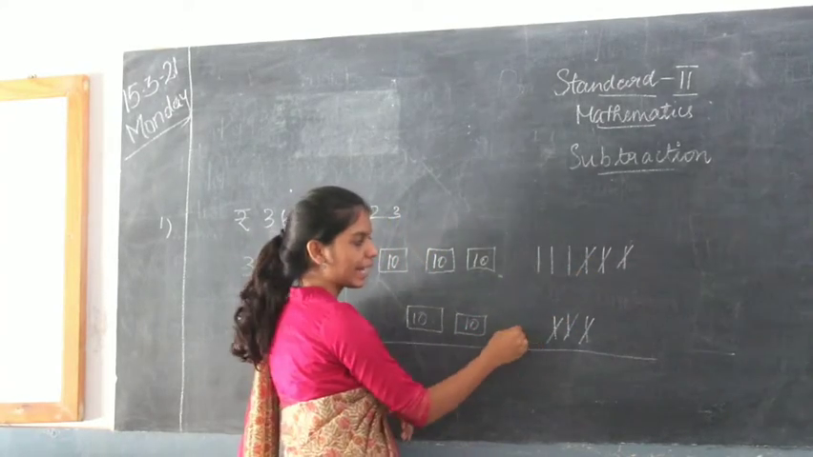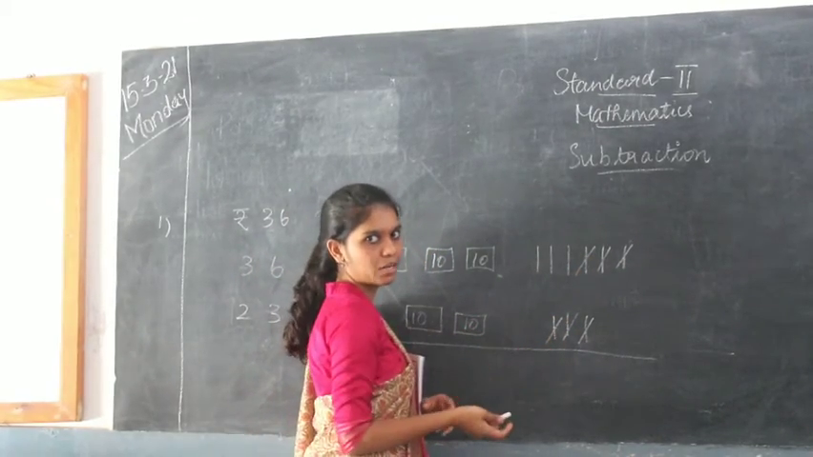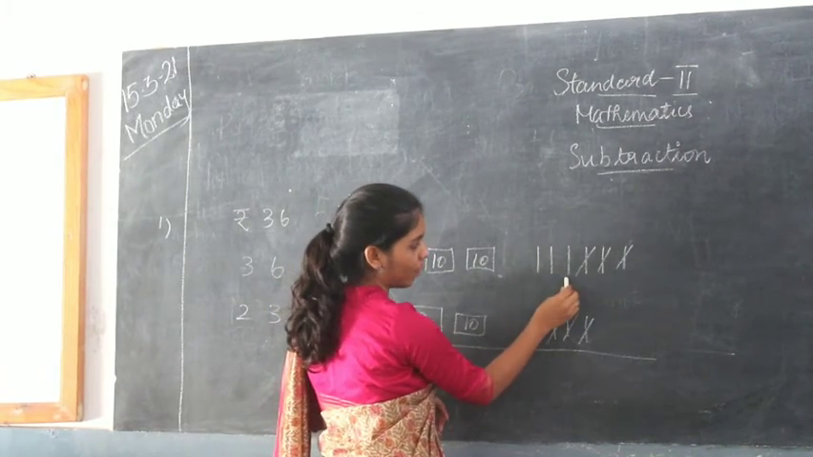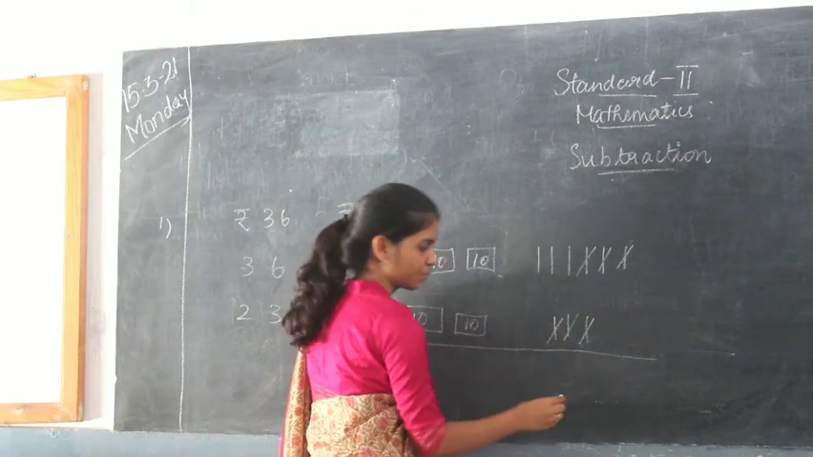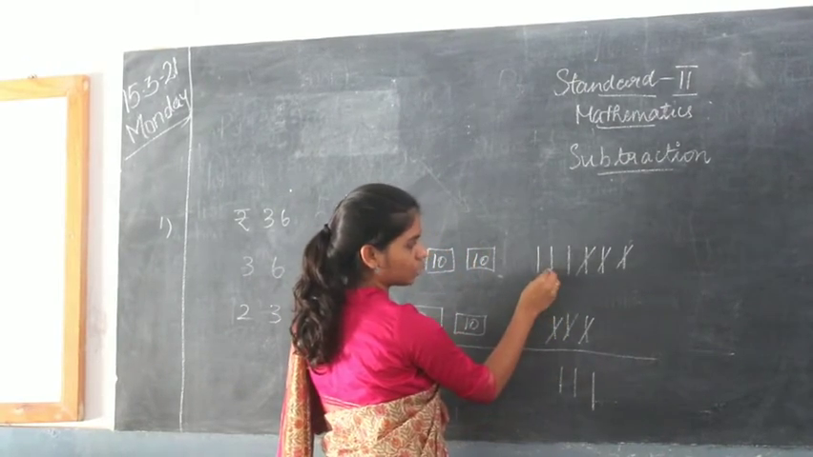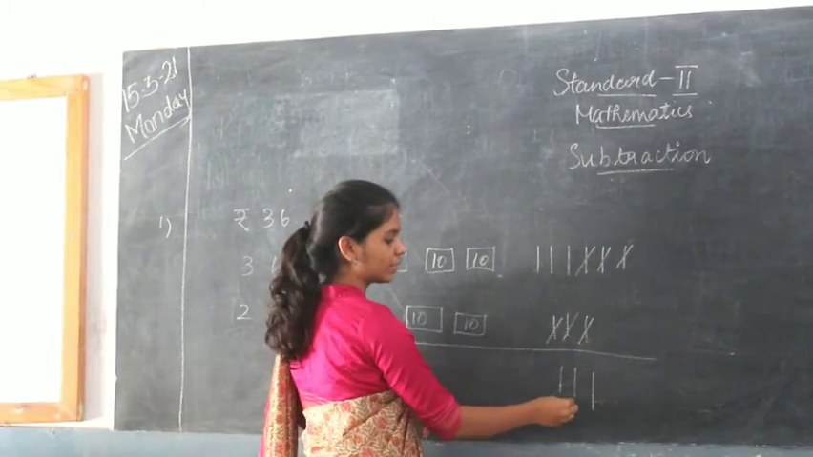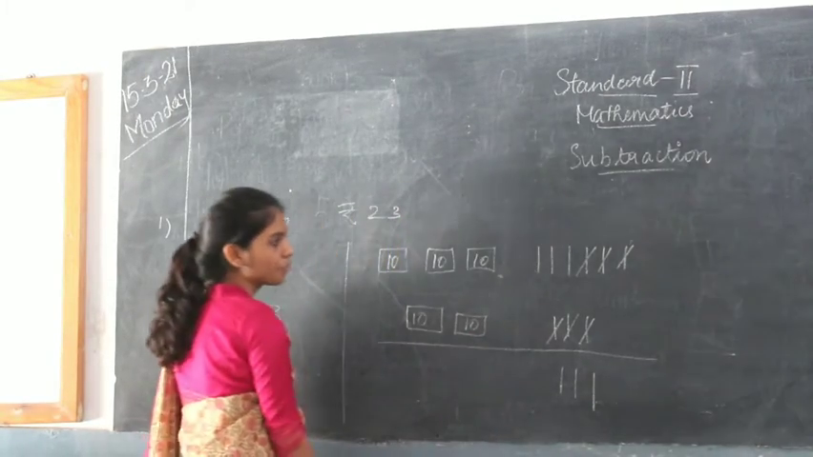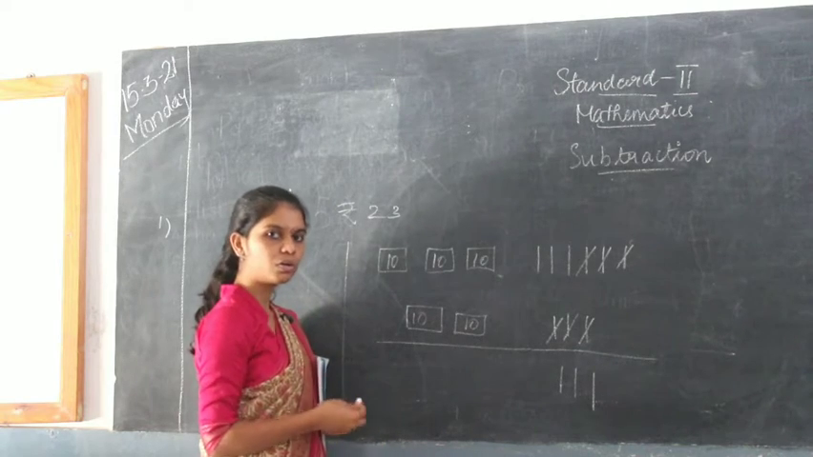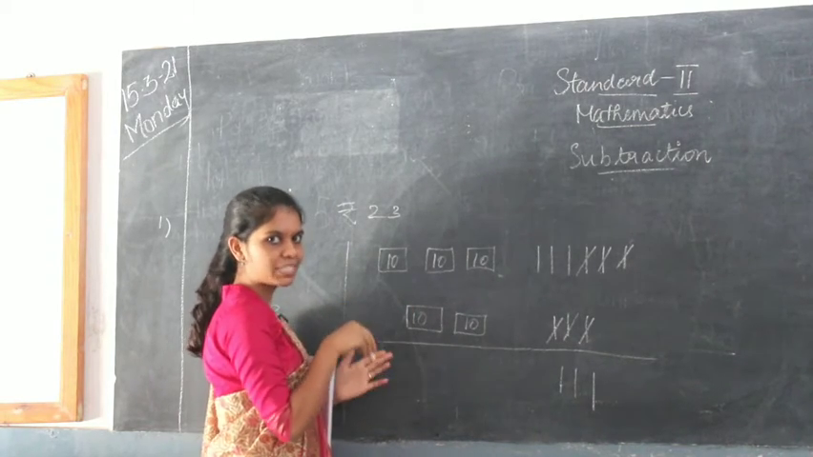Are there any more ones here? No, right? So this is over. How many ones are left? 1, 2 and 3. There are 3 ones, so you will write 3 ones here. Now the units place is over, so you will come to the tens place.